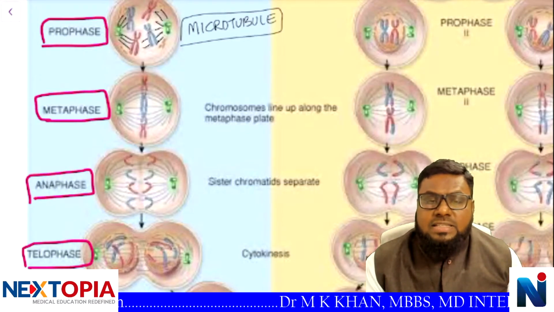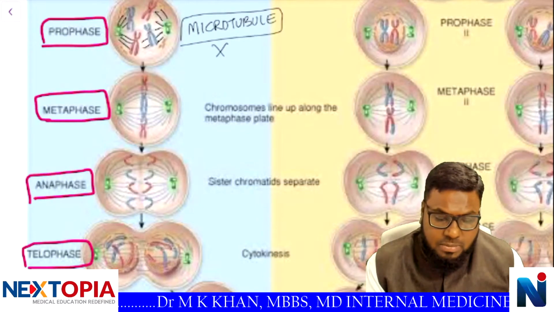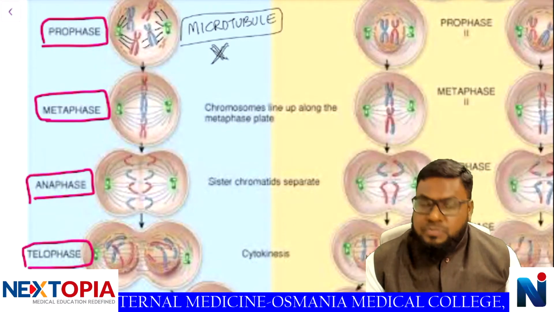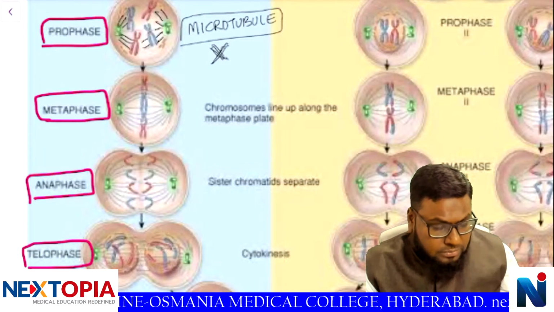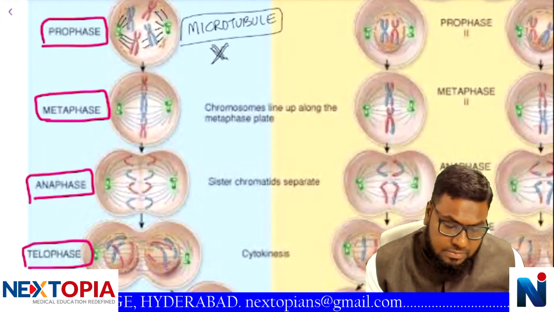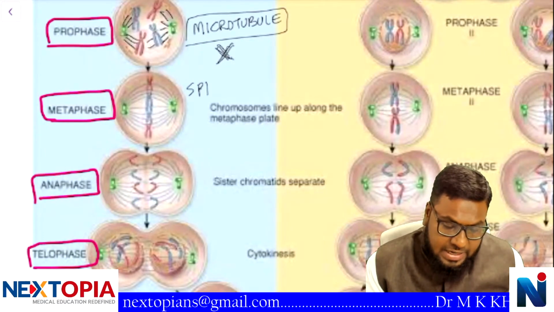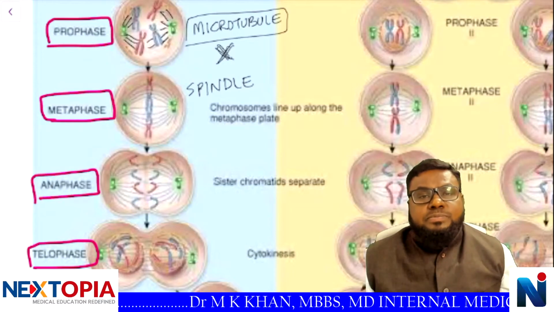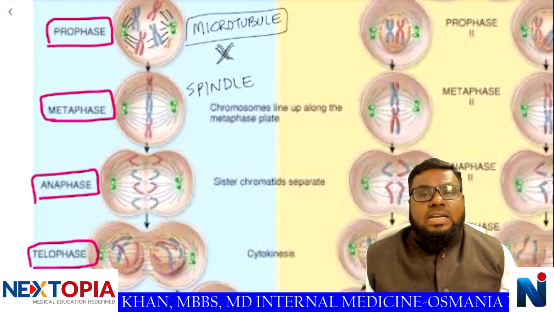There are certain anti-cancer drugs which will kill this microtubule assembly and thus prevent cell division in cancer. Next comes the metaphase. Metaphase is the formation of spindles. So metaphase is characterized by spindle formation. In the metaphase, the chromosomes move to a position midway.